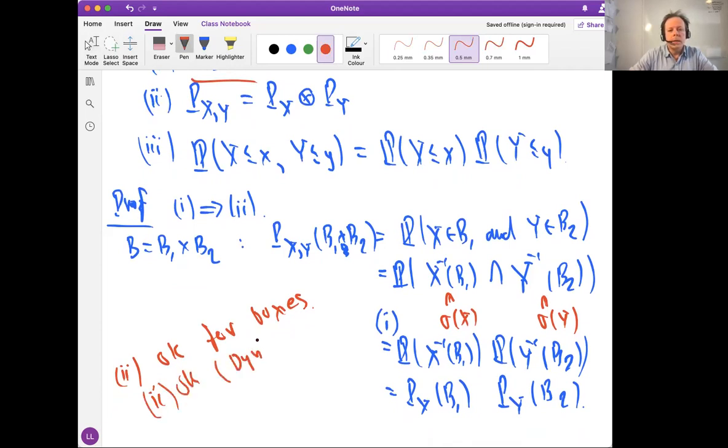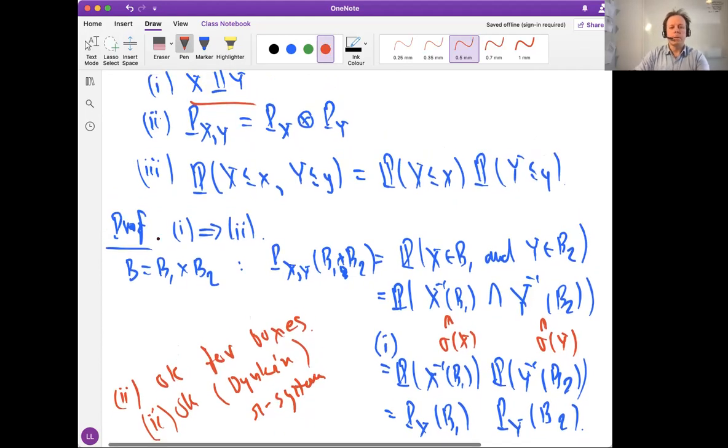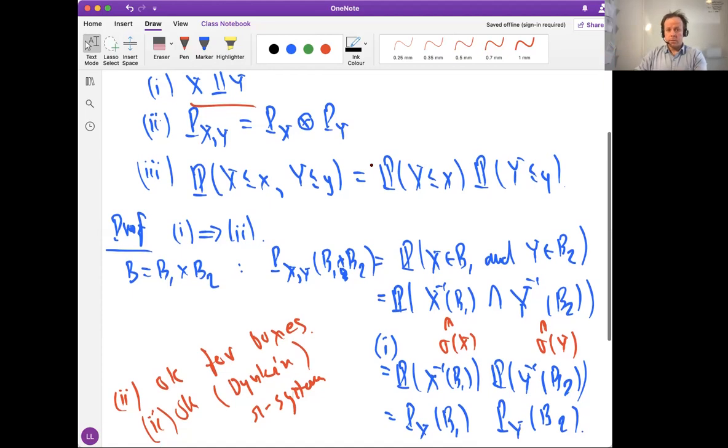So Dynkin's identification theorem: when we know the measure values of a measure on a pi system of these boxes, then we have the measure uniquely characterized, and then this property must be true in general, because that was the definition of the product measure. Let me know if you want to ask something related to the first inclusion, from 1 to 2.